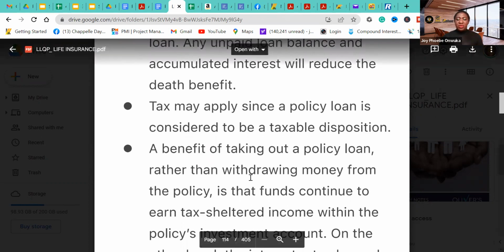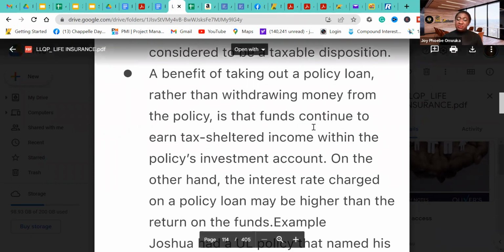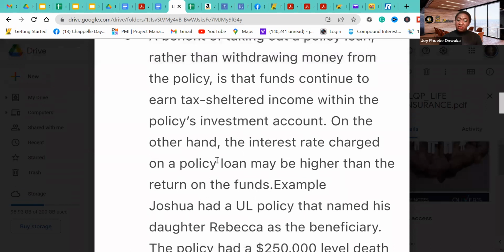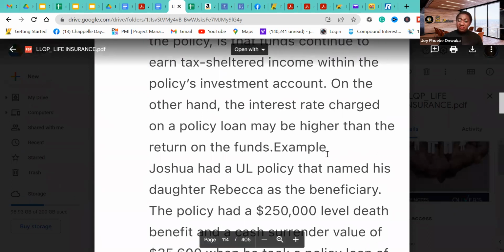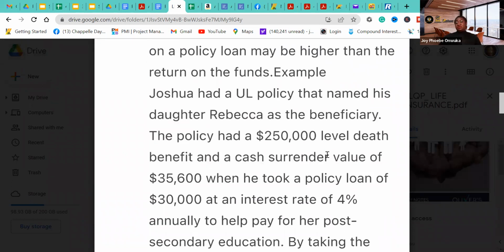Now, a benefit of taking out a policy loan rather than withdrawing money from the policy is that funds continue to earn tax sheltered income within the policy's investment account. On the other hand, the interest rate charged on the policy loan may be higher than the return on the funds. So that's something that needs to be considered, because if you are going to take a loan and the interest, let's say, is 5%, then it only makes sense if your investment return is doing more than 5%. If your investment return is not doing more than 5%, then in that case, it doesn't make sense, in my opinion.